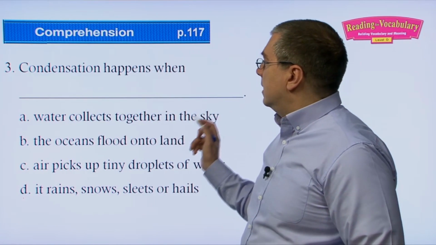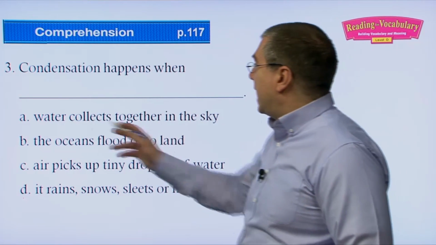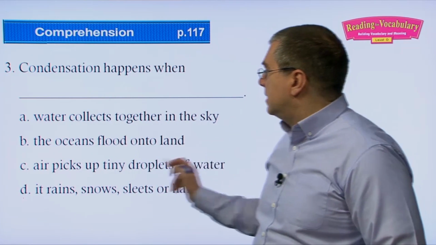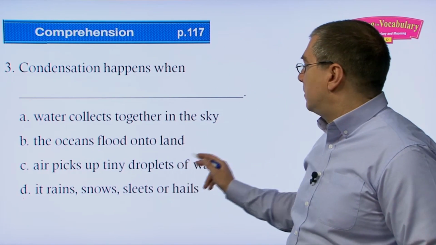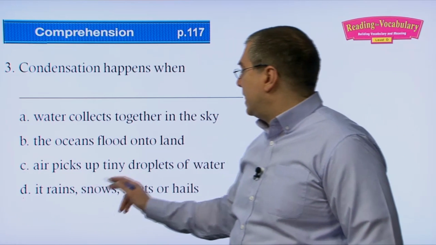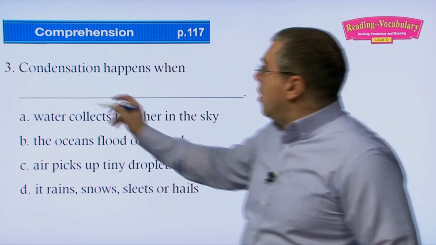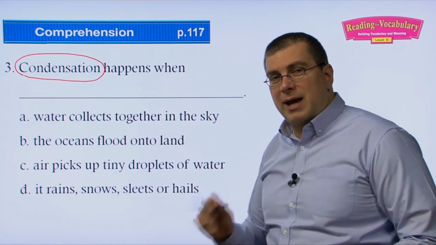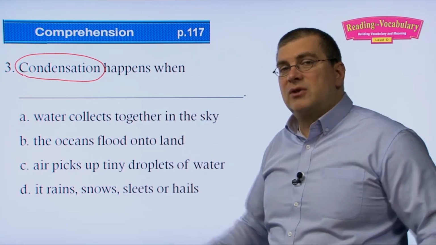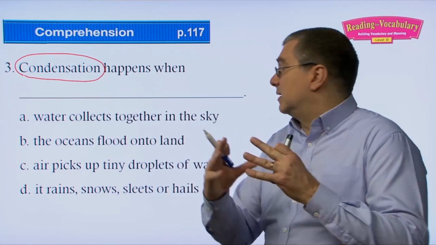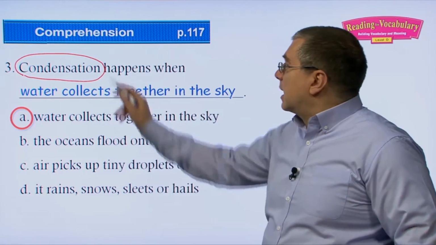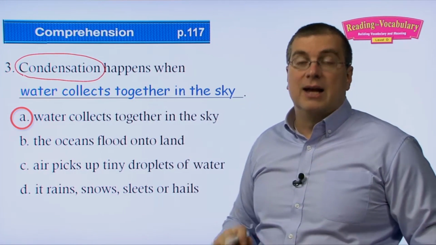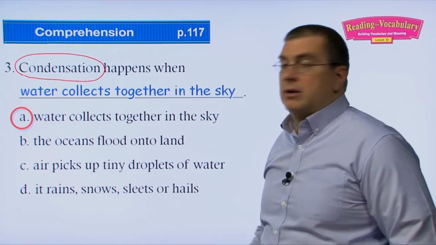Okay, number 3. Condensation happens when? When does condensation happen? A, water collects together in the sky. B, the oceans flood onto land. C, air picks up tiny droplets of water. And D, it rains, snows, sleets, or hail. What is the process of condensation? Do you remember that from the vocabulary and the reading? Condensation happens when water gathers together in the sky. That's A. Condensation happens when water collects together in the sky. That's the answer, not B, C, or D.